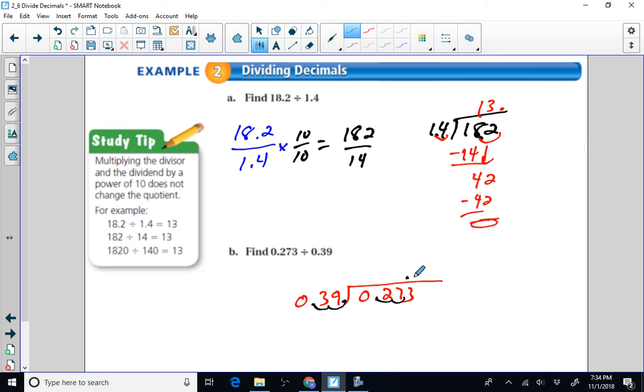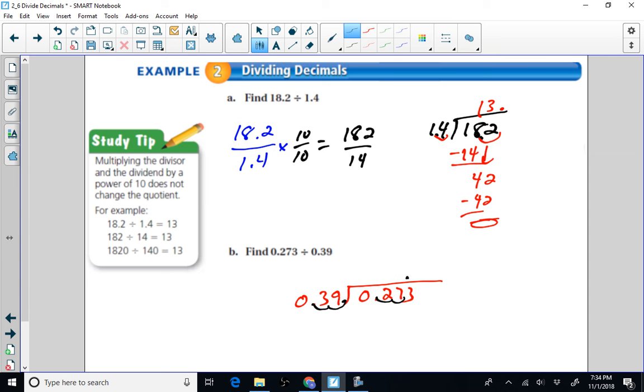And understand, when we move that decimal point to the right, we're multiplying both parts of the numerator and the denominator of a fraction by some power of 10. Because we moved the decimal point 2 places to the right in both the divisor and the dividend, we're actually multiplying by the second power of 10, which is 100. All right? So each time we move the decimal point 1 place to the right, we're multiplying by a power of 10. So now I'm ready to divide.